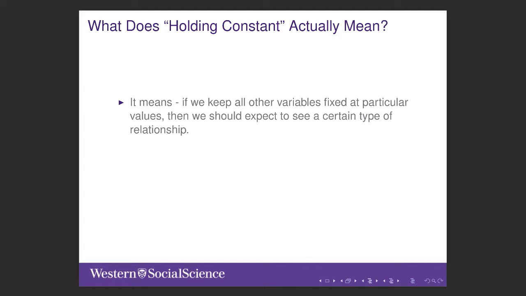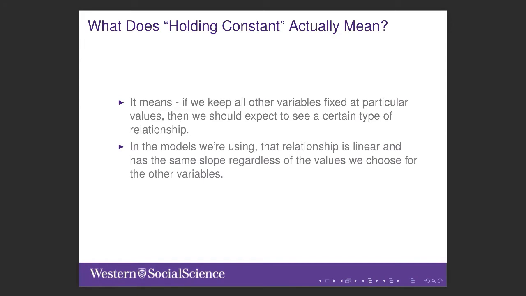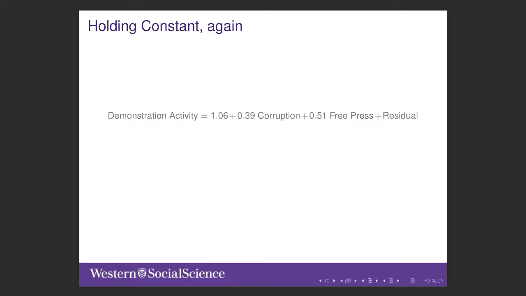Holding constant means we are holding all other variables fixed at a particular value. In models like this one that are additive and linear in all of the variables, it doesn't matter which particular value we choose. It just has to be something. Let's take a closer look. Consider the equation that we've been looking at.